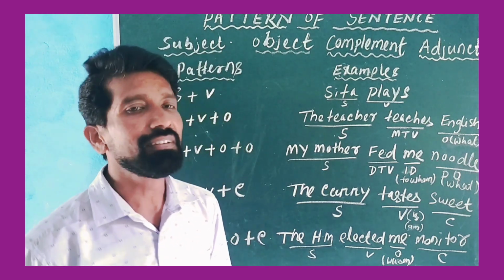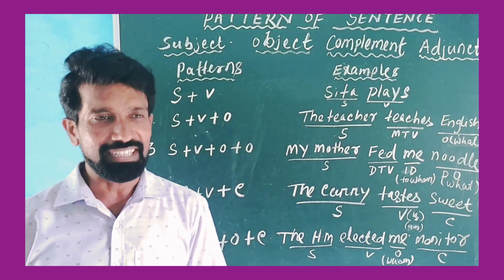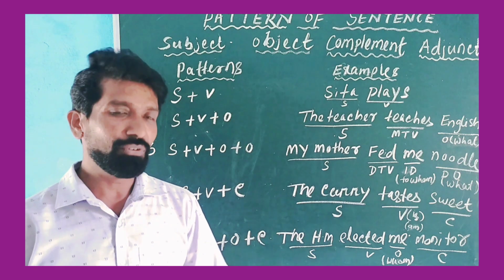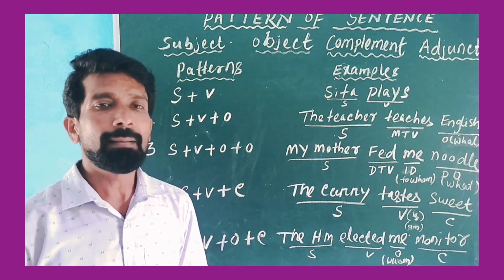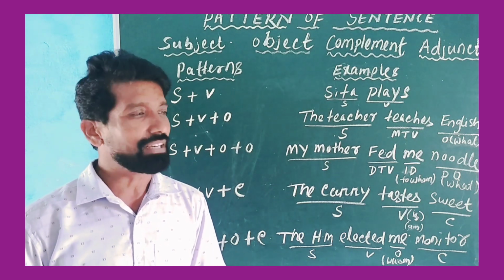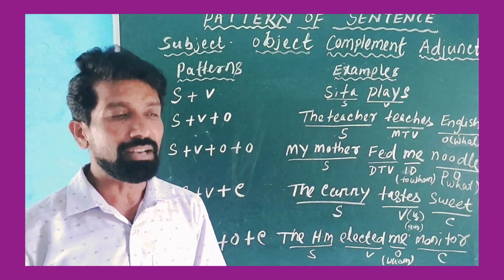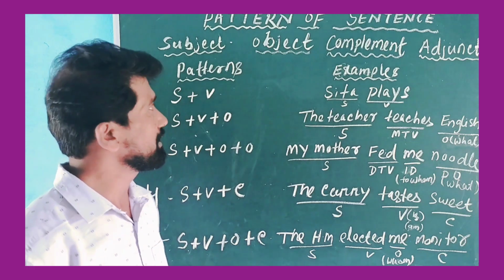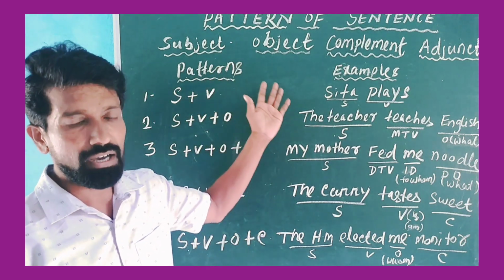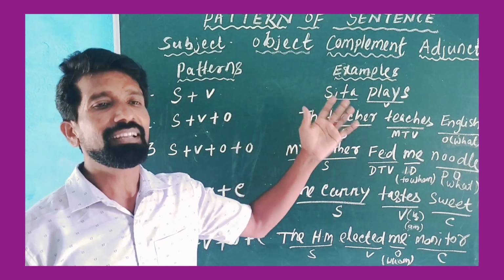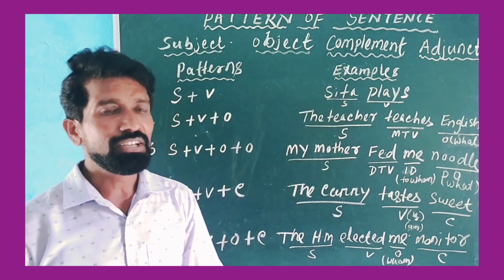Today we are going to discuss patterns of sentences. You know that there are varied types of patterns of sentences. Basically, today we are going to discuss 5 main patterns. You know that in a sentence there is a subject, verb, object, complement and adjunct.